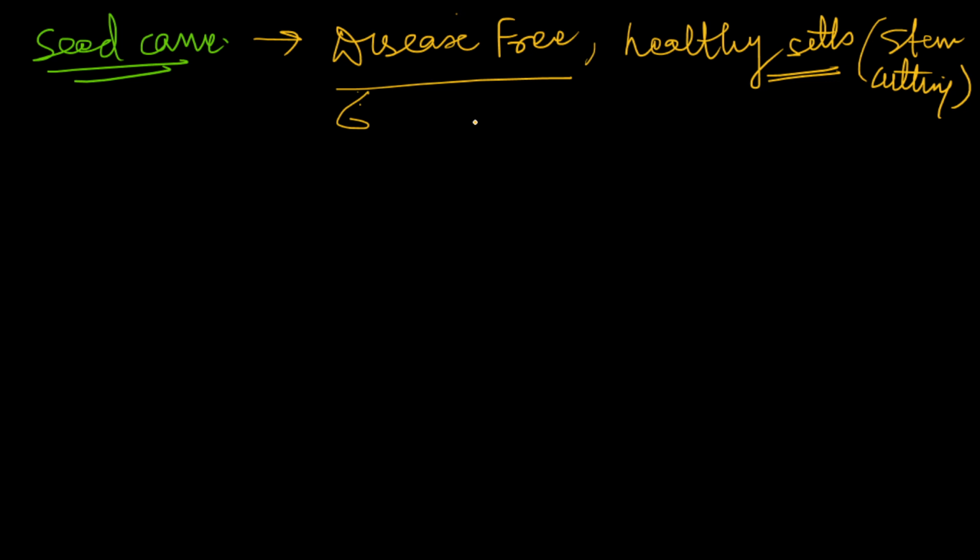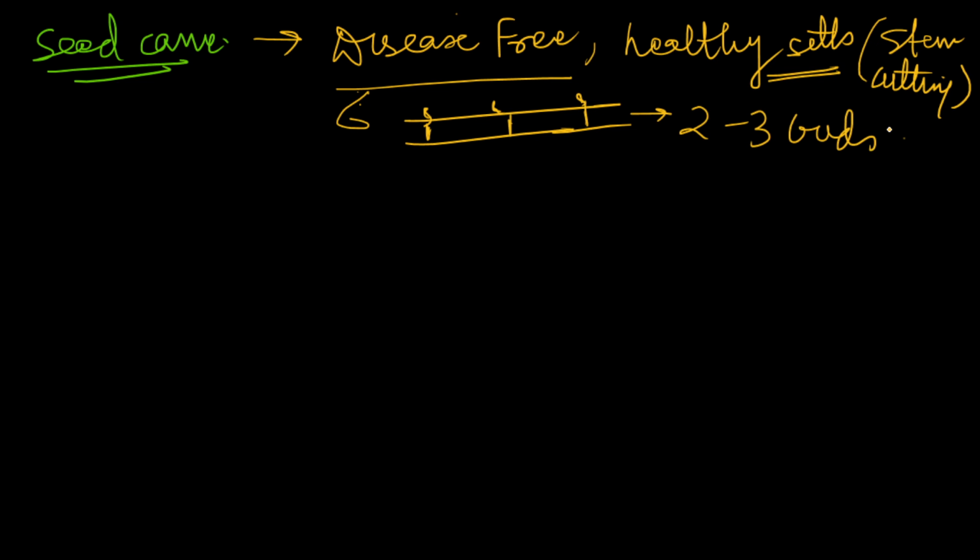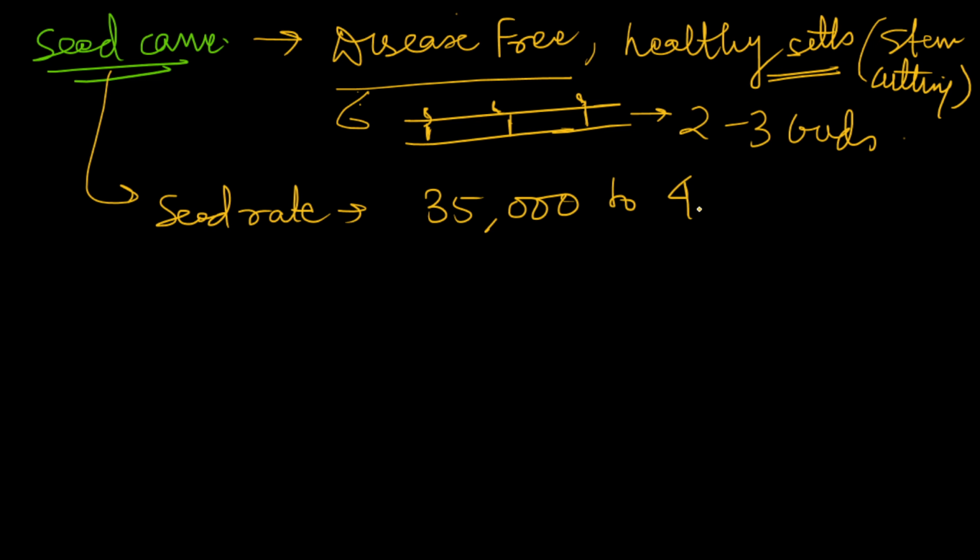We should keep in mind, suppose this is a set. This is a sugarcane set and it is planted horizontally only. You will find at least 2-3 buds would be there, because at least one will grow. So it should have at least 2-3 buds. When it comes to seed rate, the seed rate will be 35,000 to 40,000 seeds per hectare. This is generally the seed rate.